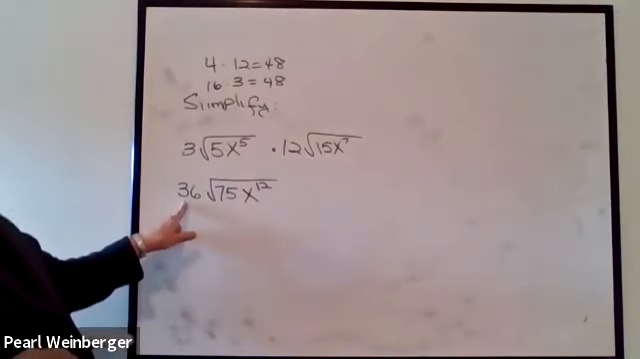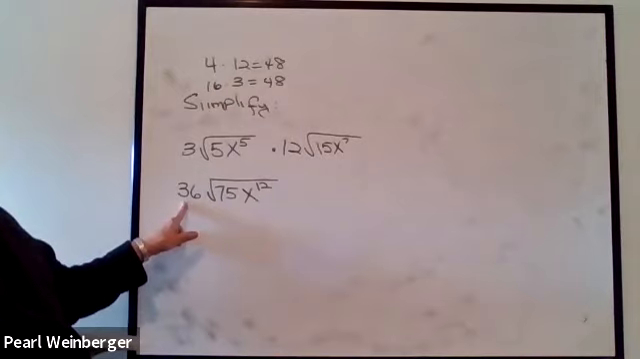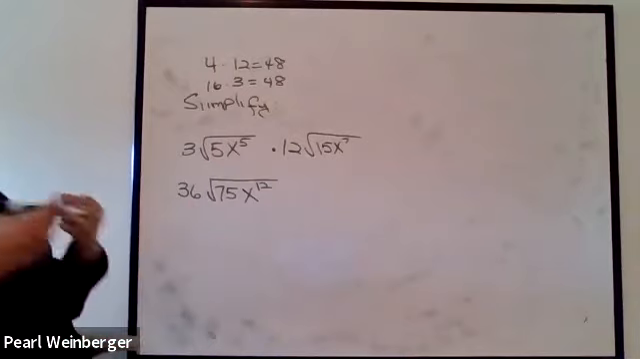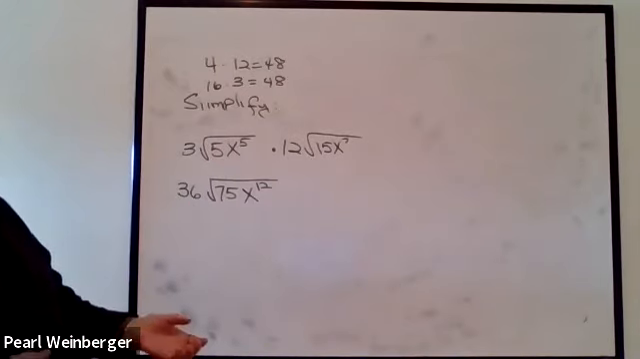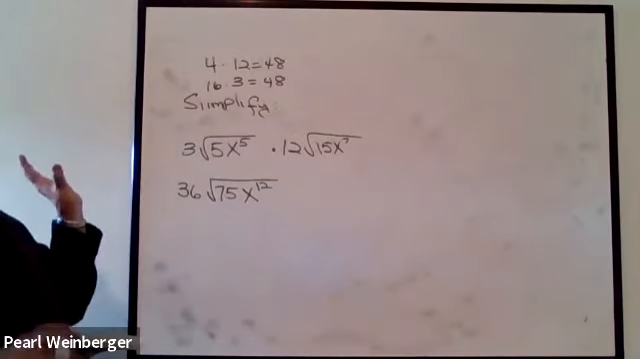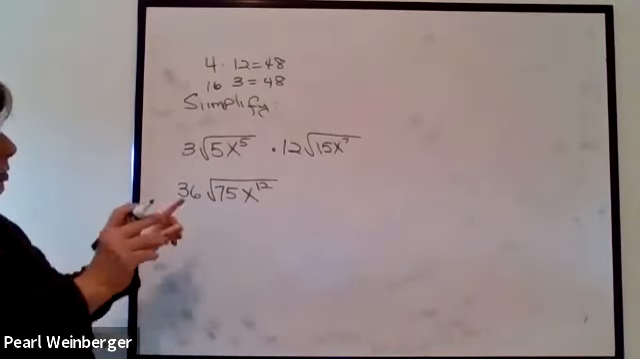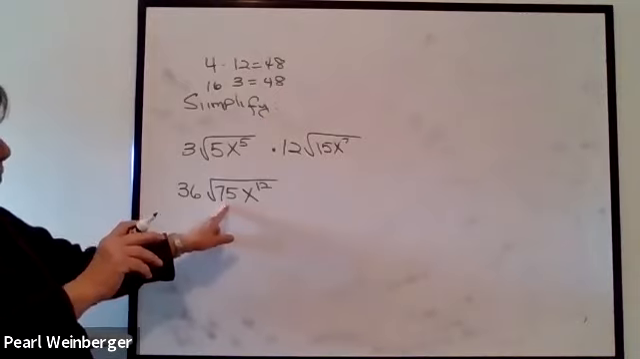Now, you might say, oh, this 36 is a perfect square, but it doesn't bother us whether it's a perfect square or not, because it's not inside the radical. I don't have to take it outside the radical. Anything that's outside is already simplified. Don't touch it. Just work with what's inside the radical.